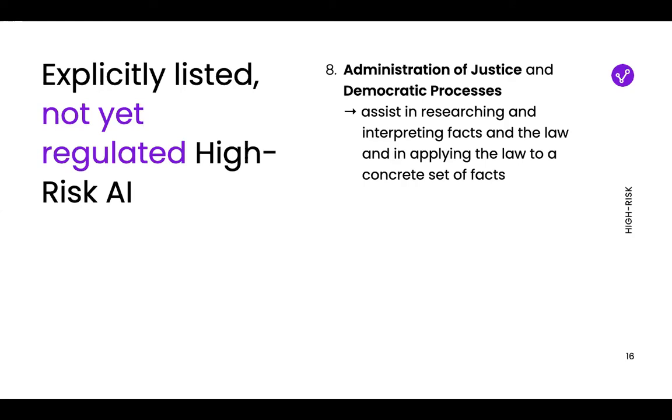Here, the AI systems that are covered by the definition are the ones that assist in researching and interpreting facts and the law, and in applying the law to a concrete set of facts. So these are the 8 application domains where the AI regulation explicitly lists high-risk AIs, which means that whenever you develop an AI that falls under any of these 8 application domains or definitions, then you're developing a high-risk AI.